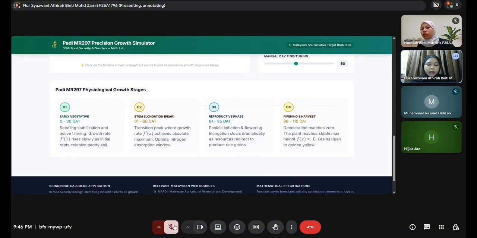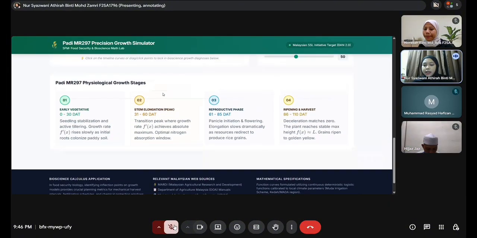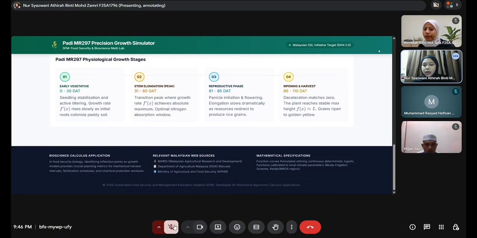For point 3, this point represents the maximum upper limit that the local ecosystem can sustainably support. So lastly, the plant reached stable max height. Grains ripen to golden yellow.